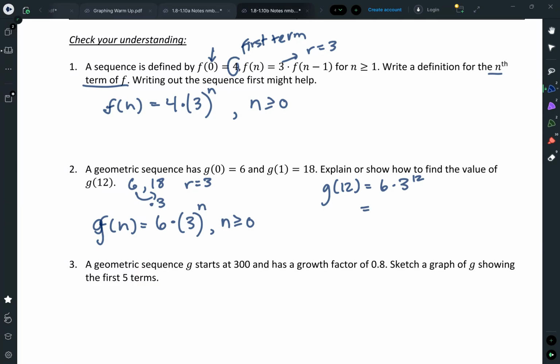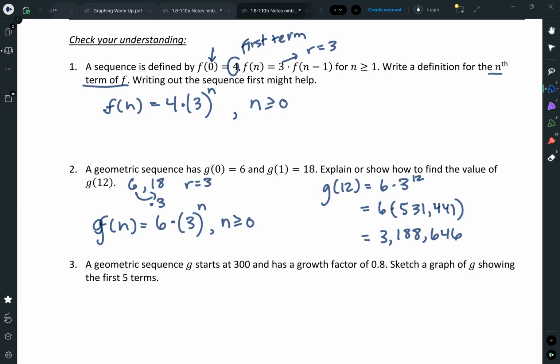And I honestly have no idea what that is. I'm going to grab a calculator here. That looks a little bit tricky, huh? So let's do 3 to the 12th power. 3 to the 12th. So that's going to be 6 times 531,441. And times 6, 3,188,646.